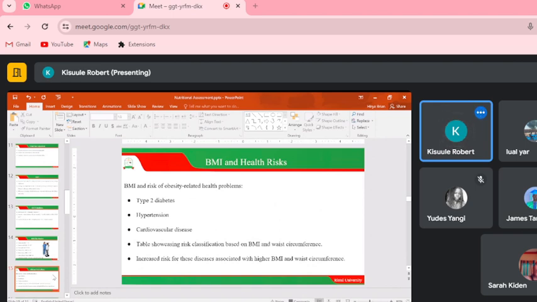So we are looking at increased risk of diseases associated with BMI and waist circumference. These diseases are a group called metabolic syndrome. Okay, because we believe by you having one of them, the other is bound to develop. For example, if you have type 2 diabetes, if not well managed, hypertension will come in somewhere there.